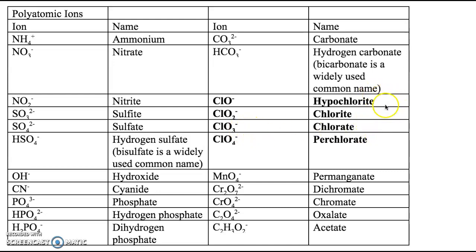So this pattern right here, hypo-ite, ite, ate, per-ate, really applies to any halogens, any of those halogen elements. So you want to make note of that. If I had fluorine in here instead of chlorine, so if this was an FO -1 charge, you would call that hypofluorite. Or if I had iodine, so it'd be IO2 -1, you would call that iodite. So you want to be able to apply this pattern to any of those halogen elements.